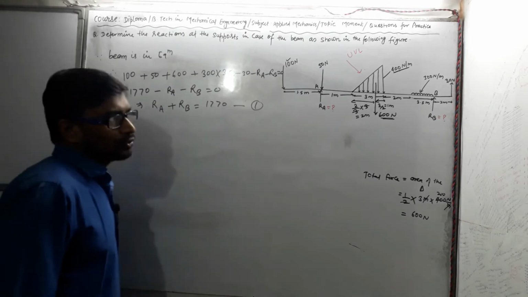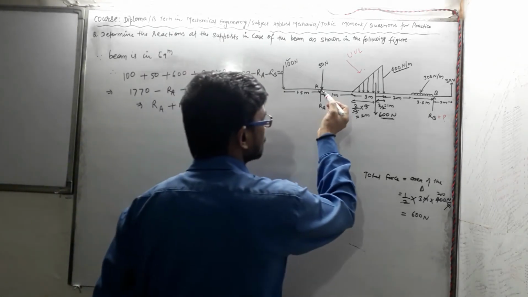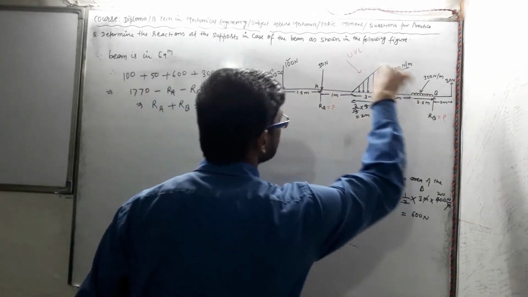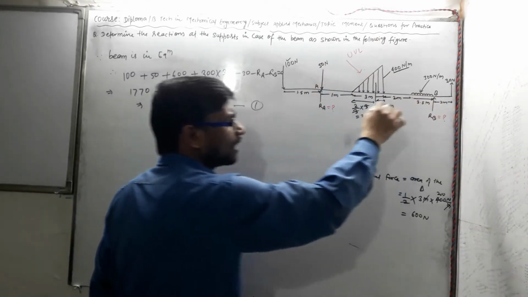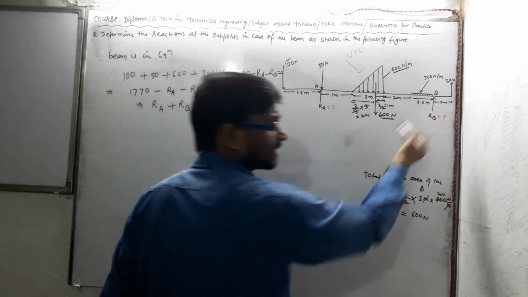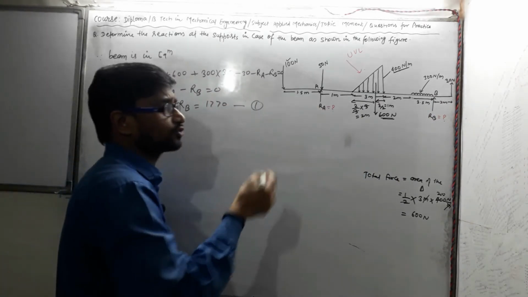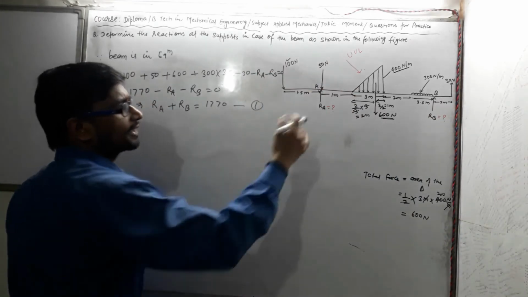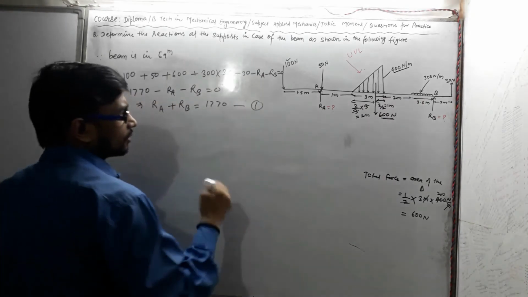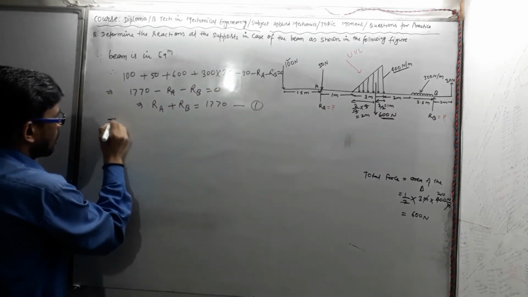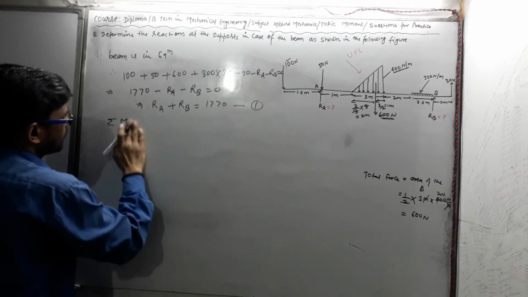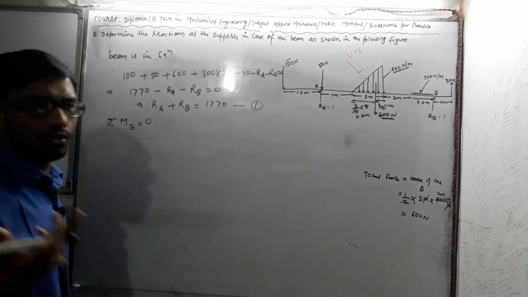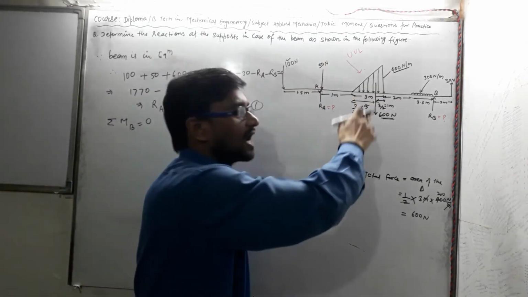Okay, so now what we have to do here, there are two possible cases. At this support point A and at this support point B, either you can take moment of all the forces about this point A, or you can take the summation of all the moments about this point B and equate it to 0. Why? Because the beam is in equilibrium. So I am choosing the point B so as to calculate the unknown quantity RA, which is very easy. So now taking summation of all the moments about this point B and equating it to 0, because the beam is in equilibrium, so no rotation would take place.